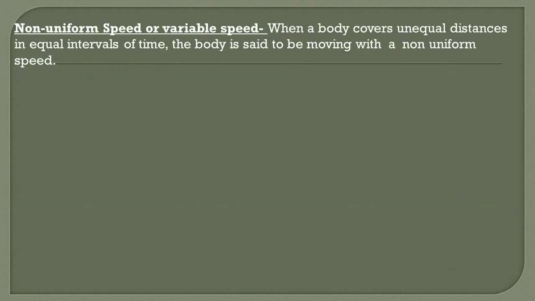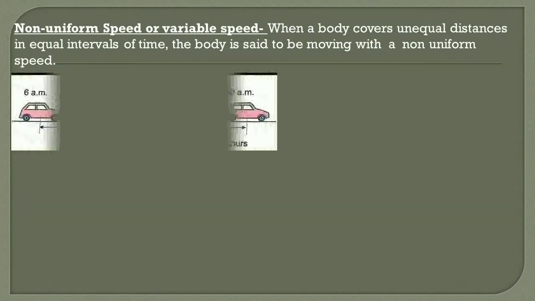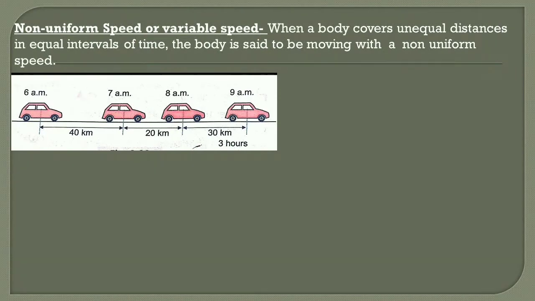Suppose a car covers 40 km from point A to point B, 20 km from point B to point C, and the next 30 km from point C to point D. In such a situation, it is describing non-uniform speed because it covers different distances in equal intervals of time. Another example is a participant running in a race, which is an example of non-uniform speed, as he starts with high speed but eventually slows down.